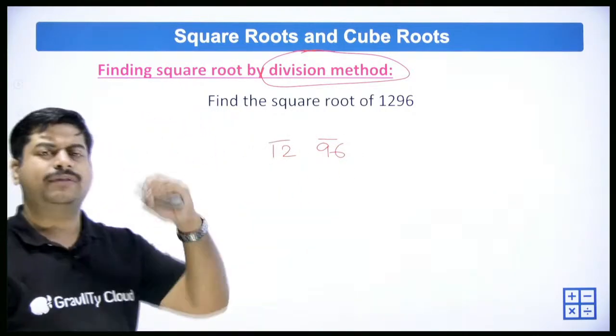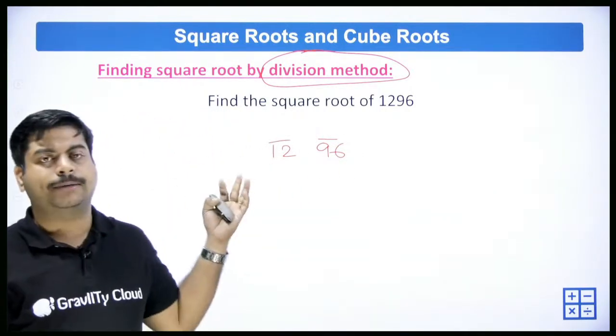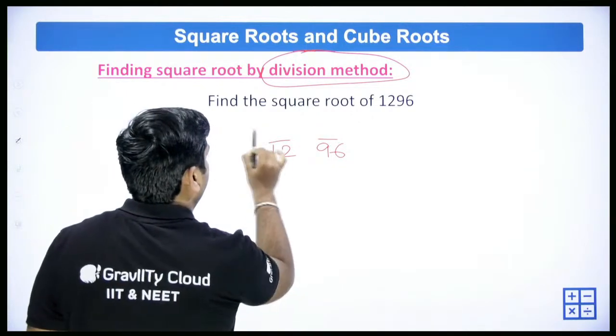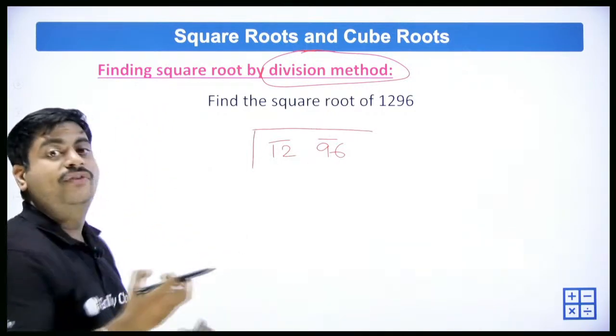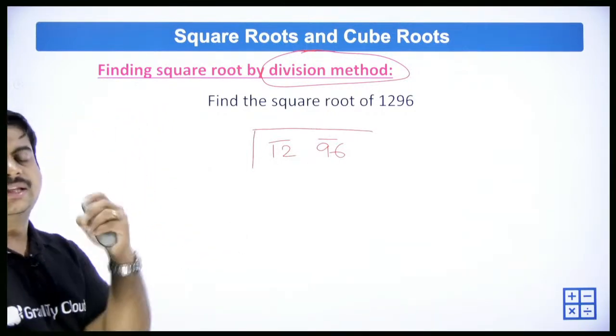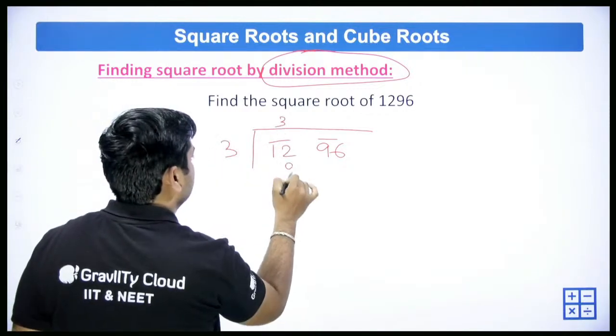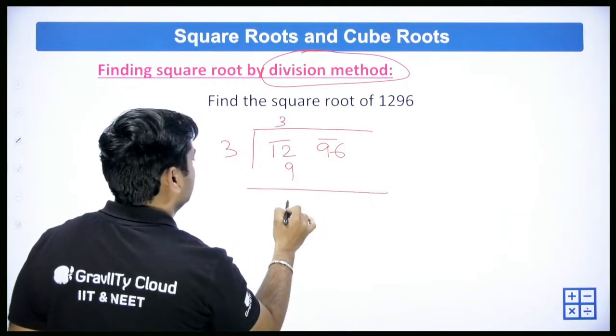If you don't have two numbers, if you have only one number left, it's okay. So for this number 12, the nearest perfect square is 9, since 3 3s are 9, correct? So we're left with 12 minus 9, which is 3.